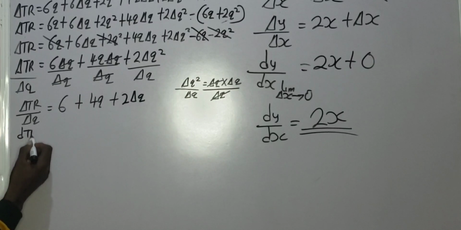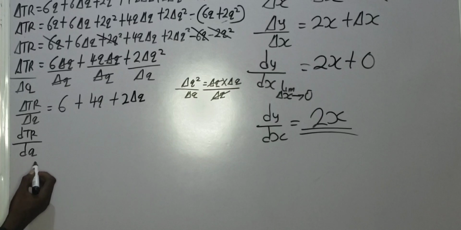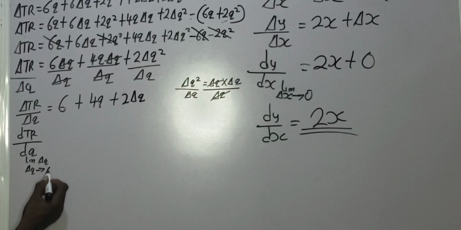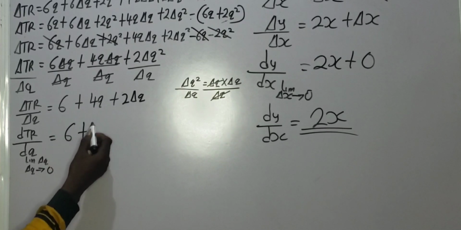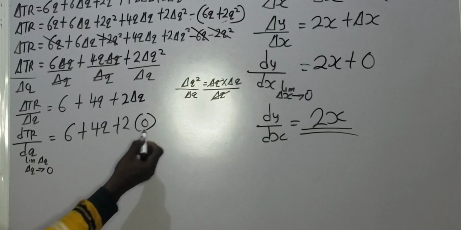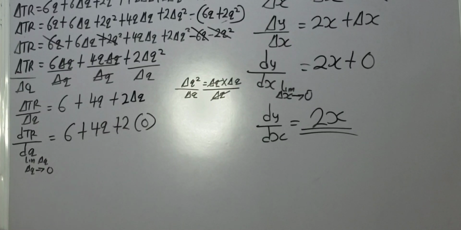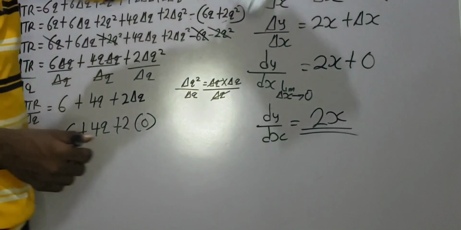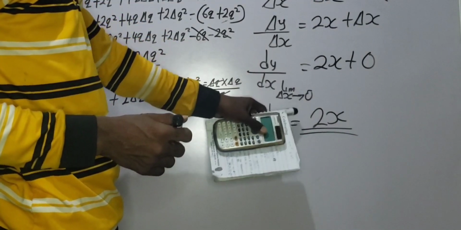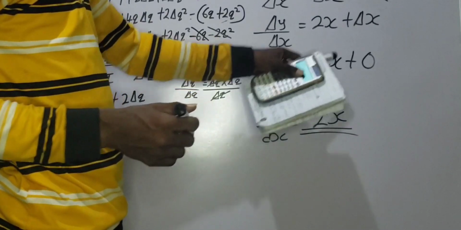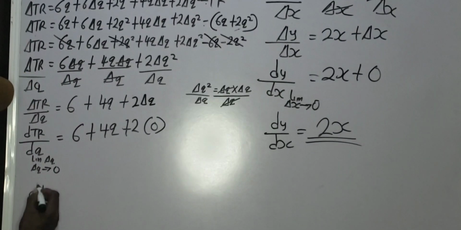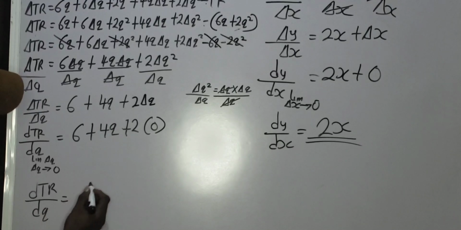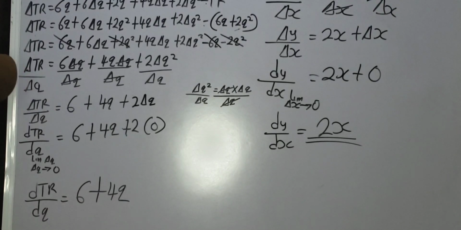So I'm going to have the TR all over the Q. Are you paying attention? Lim delta Q as delta Q tends to 0. You understand? So I'm going to have 6 plus 4Q plus 2 into bracket 0. That's the meaning of that statement as I described earlier when I was taking the derivative of y is equal to x squared, that delta y over delta x, dy dx, lim delta x as it tends to 0 means that anywhere I see delta x, I'm going to represent as 0. So anywhere I see delta q, I'm going to represent it as 0. You understand? The TR all over the Q is equal to 6 plus 4Q. That is the final answer.